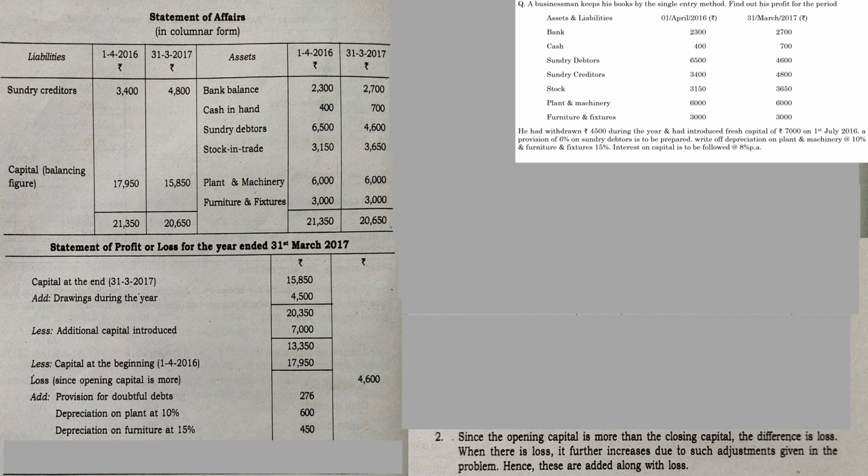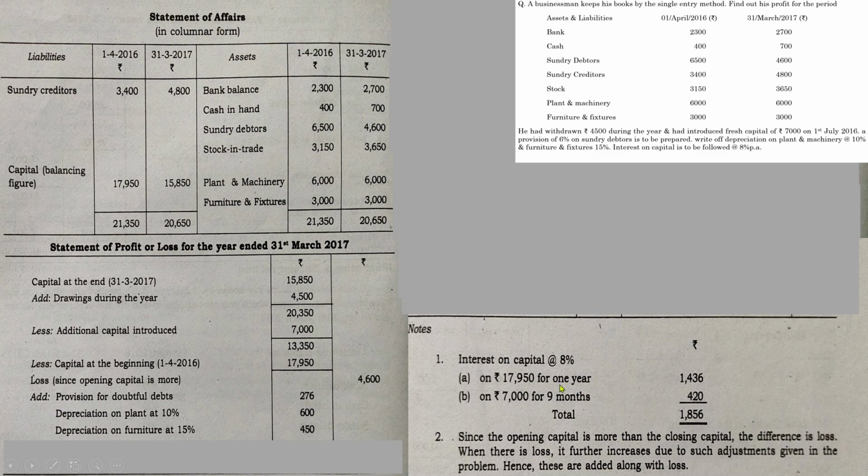So here there are different types of capital. Opening capital is there, additional capital is there, closing capital is there. For which capital are we going to find interest? So remember, interest is provided for the amount invested in the business. So first of all, the opening capital balance is 17,950. This amount is there during the entire financial year, so we have to provide interest for the full amount. So 17,950 into 8 percent, you will get 1436.